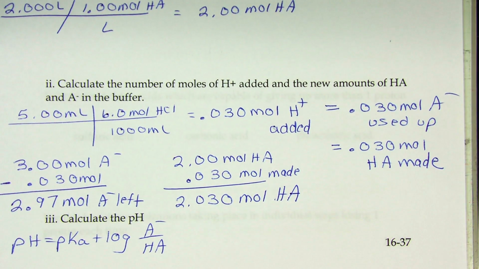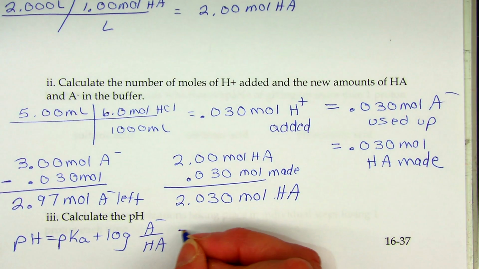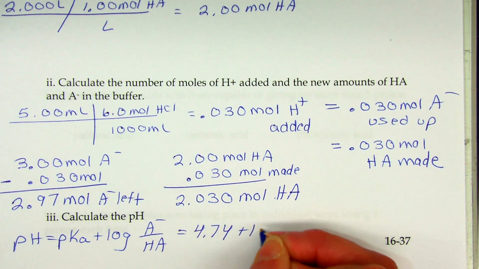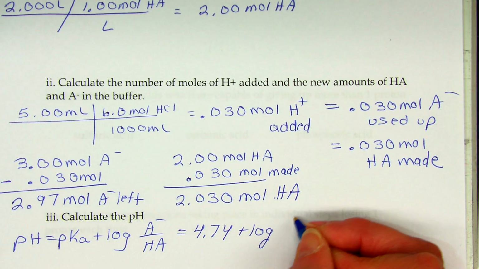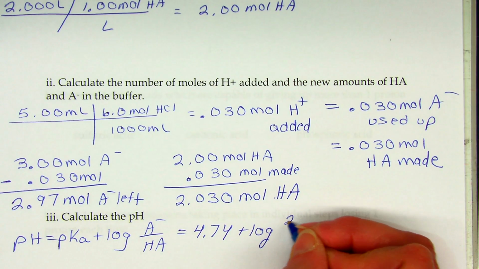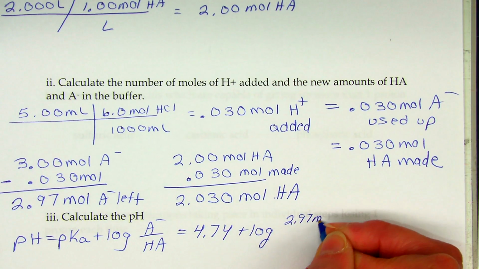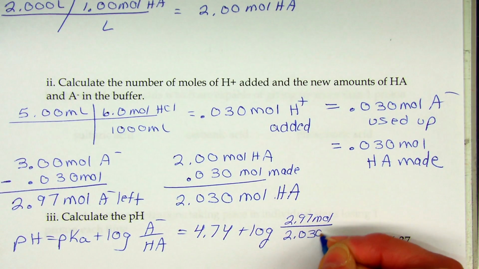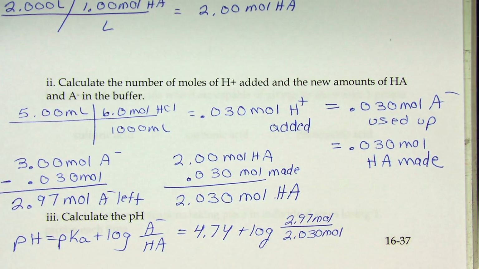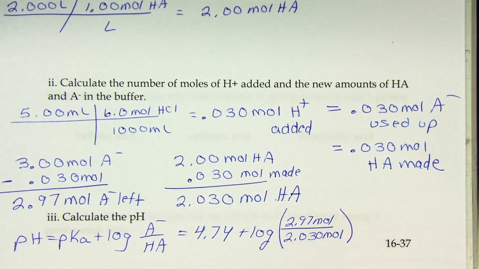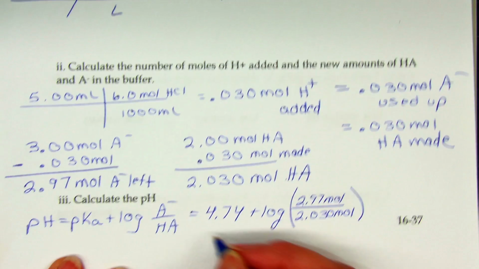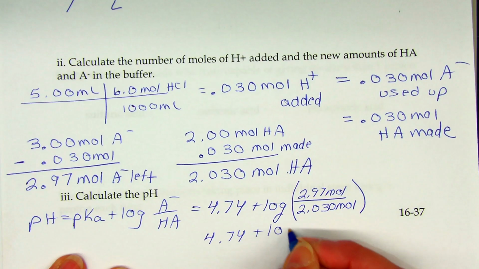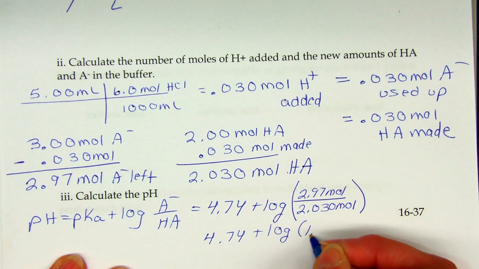Now I'm going to shortcut this. So pKa is 4.74, plus the log of A-, now I have 2.97 moles divided by HA, 2.030 moles. So that's equal to 4.74 plus the log of 1.46.